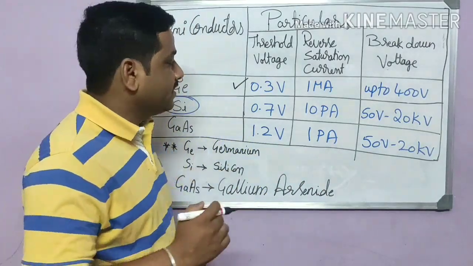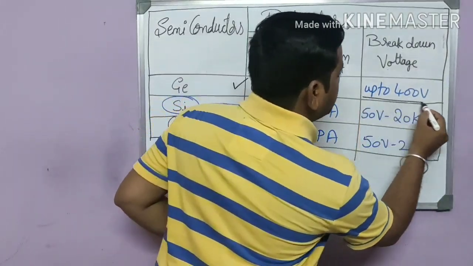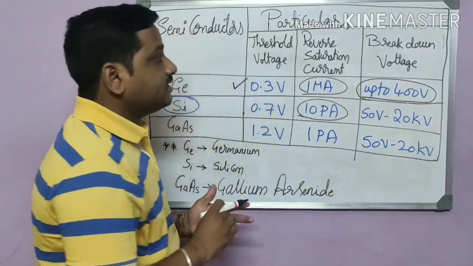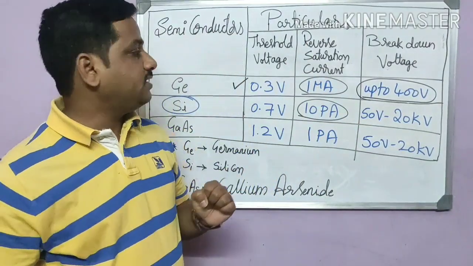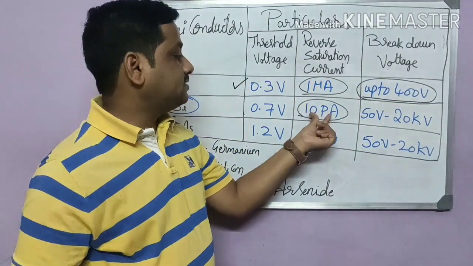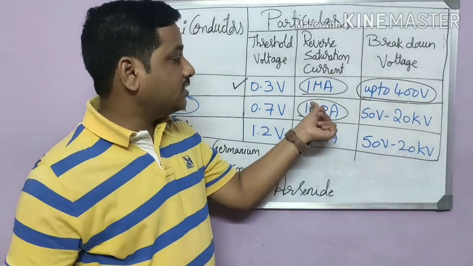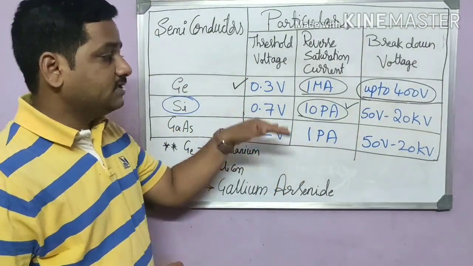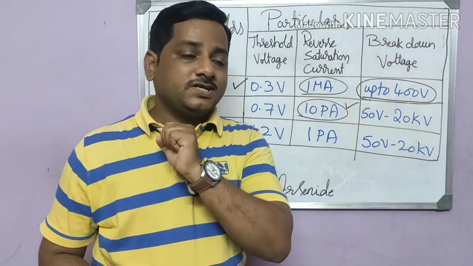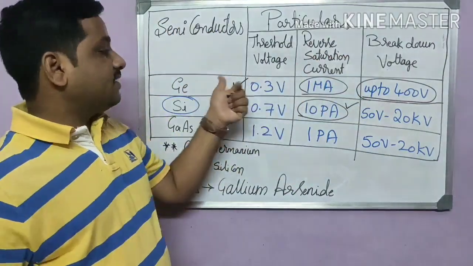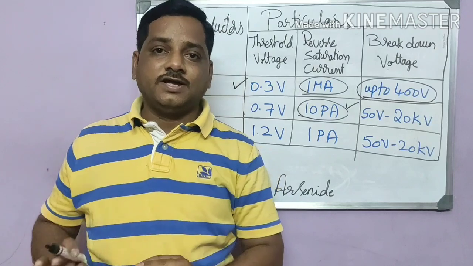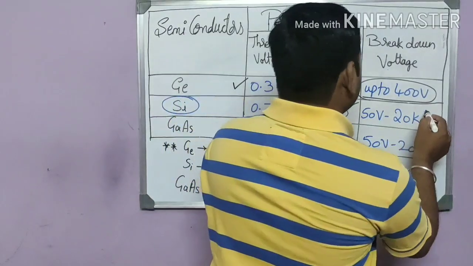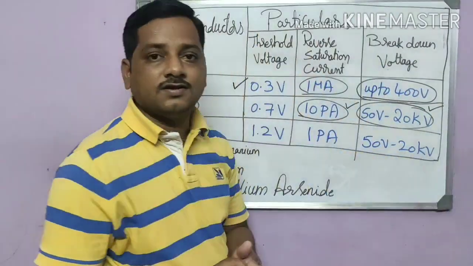Let's come to that point now. Look into the breakdown voltage and even this current. I told you that the reverse saturation current should be small, right? This is 1 microamp, this is 10 picoamperes. So this is smaller than this, right? So here the silicon diode is better in that option. And one more major point here is the breakdown voltage. Germanium can withstand only 400 volts in reverse bias, whereas silicon can withstand up to 20 kilovolt, right? So this is the major advantage of the silicon diode.